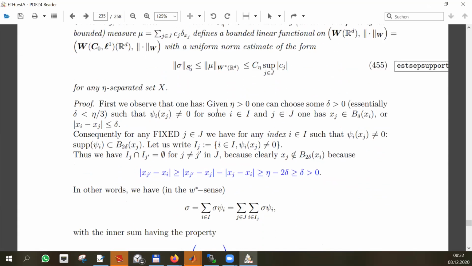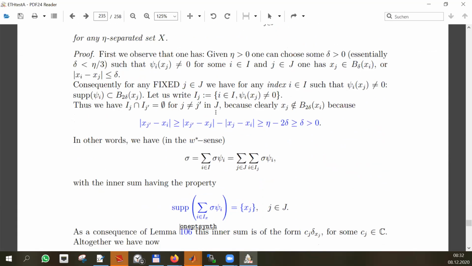Now, I'm not going through the technical details, but want to discuss the key features of the proof, so that when you study it, you understand what's going on. So I have the information that you have given me that the set X is eta separated. Okay, so eta is given.